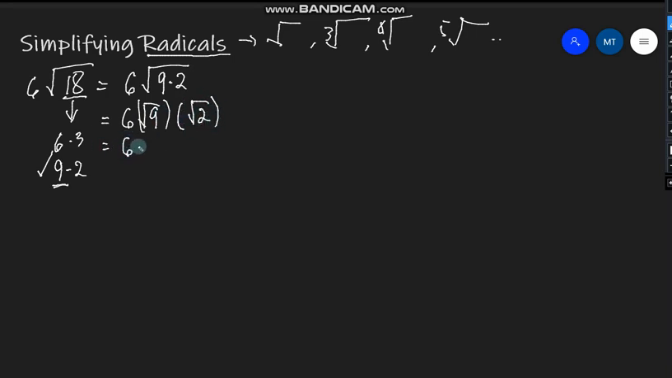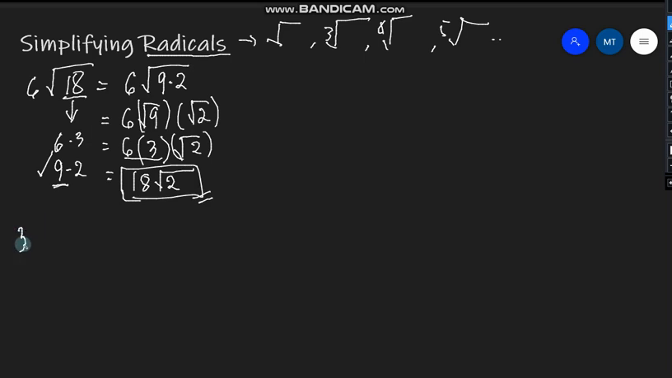So we have now 6 square root of 9. You know that square root of 9 is 3, times square root of 2. Now you can simplify 6 times 3. That is 18, and just bring down square root of 2. So the simplest form of 6 square root of 18 is 18 square root of 2.